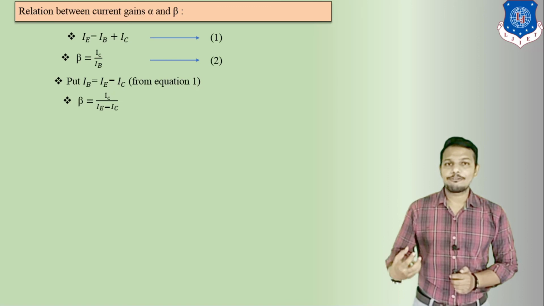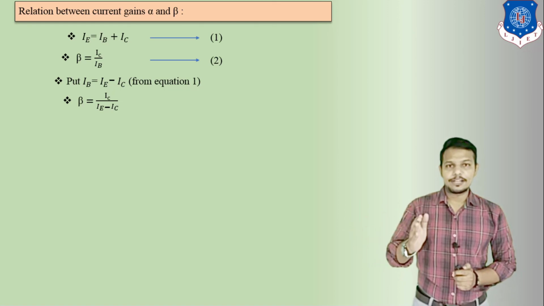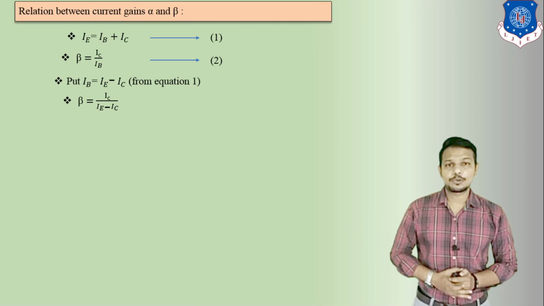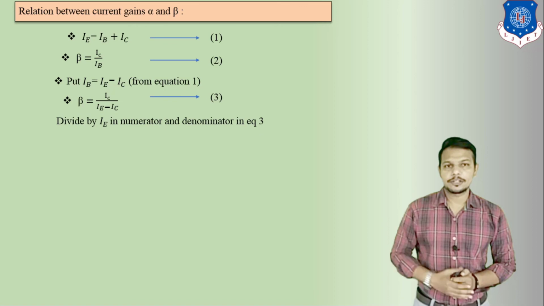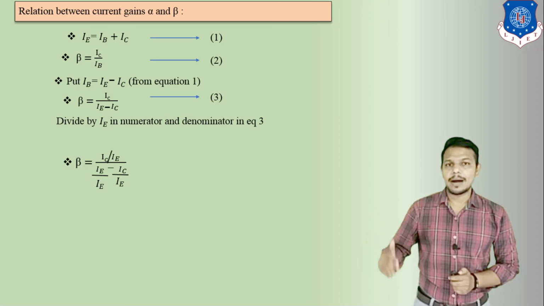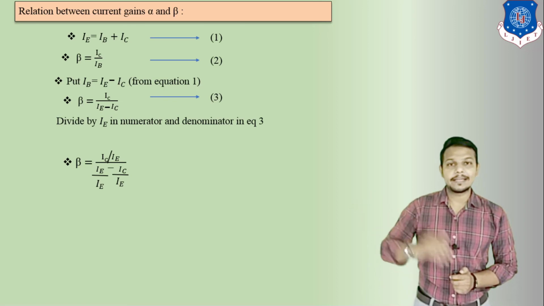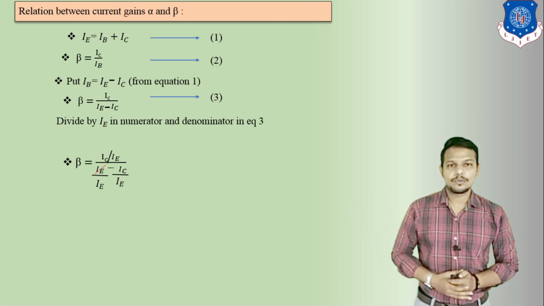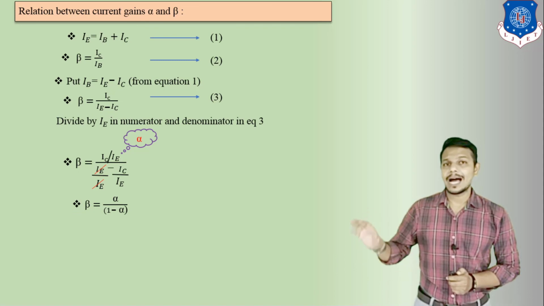Now we have to prove the alpha and beta relationship. Beta is already the subject, but we have to bring alpha to the left hand side. So we divide by IE in the numerator and denominator of equation number 3. So beta is equal to IC upon IE, divided by IE upon IE minus IC upon IE. Now IE upon IE becomes 1, and IC upon IE is alpha. So your equation will be beta is equal to alpha upon 1 minus alpha. So this is one of the relations between alpha and beta.